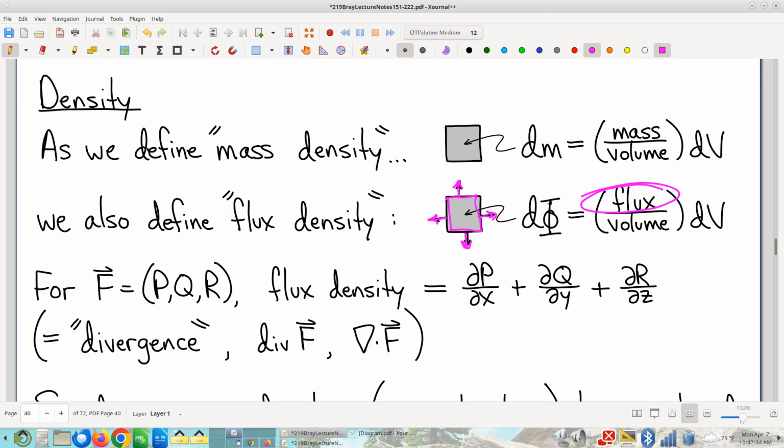Anyway, flux, something you can compute on a little piece of volume, divided by volume.